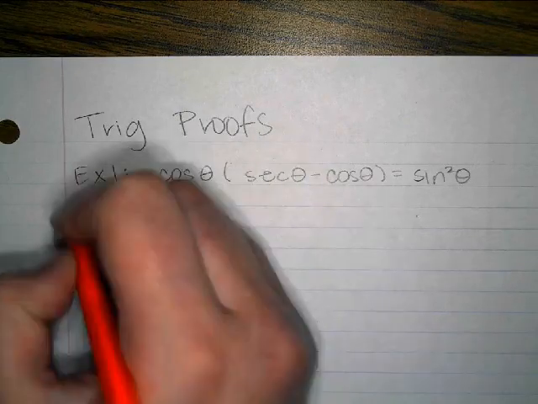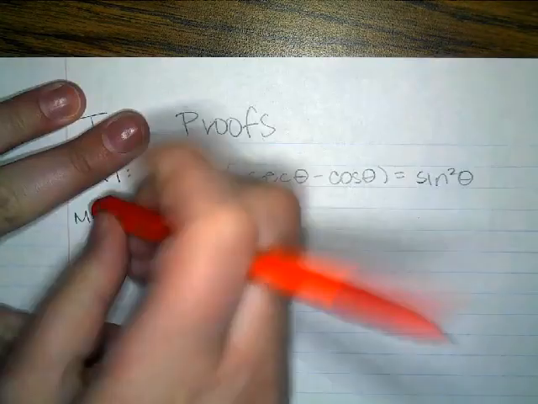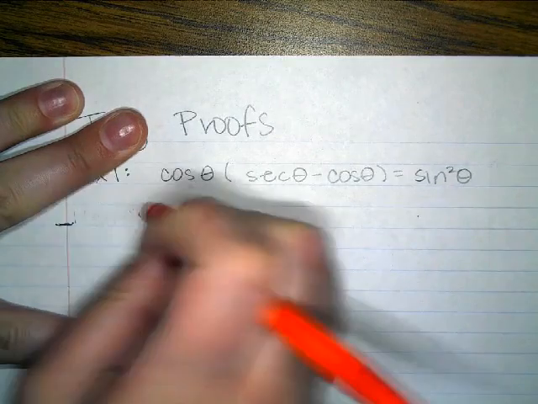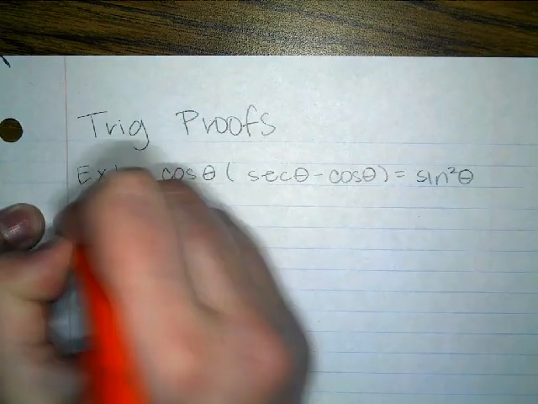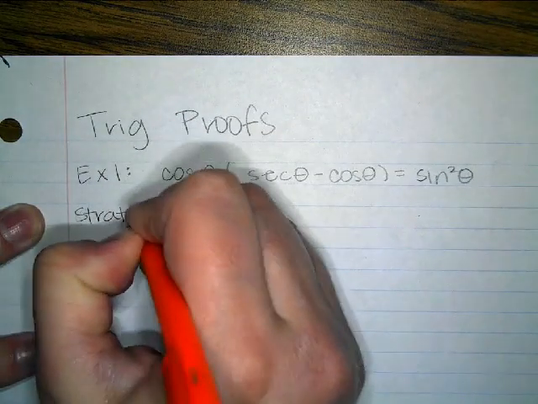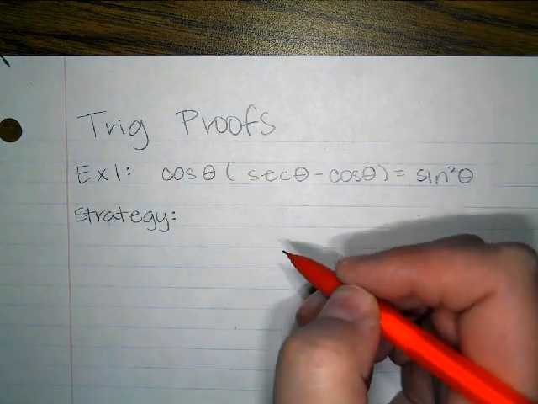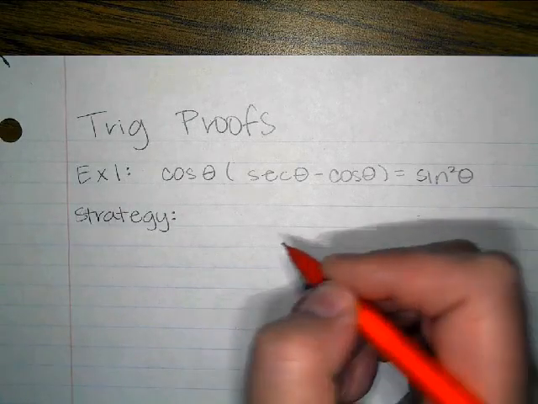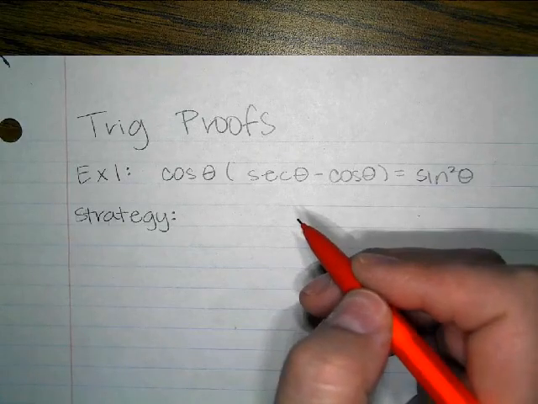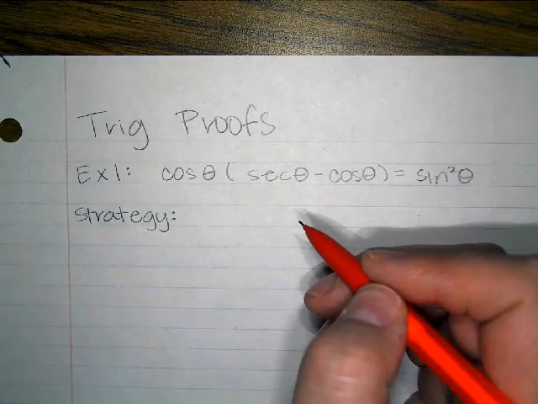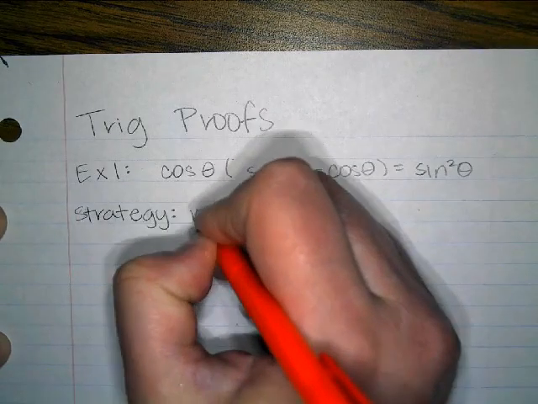And actually, I'm not going to call this the method because it's not really a method, but the strategy that is best. In theory, when you do a proof, you could work with the left side and manipulate it until you get it to equal the right side. Or you could work with the right side and manipulate it until you get it to equal the left side. In theory, both of them work. But this strategy is to work with the more complicated side.